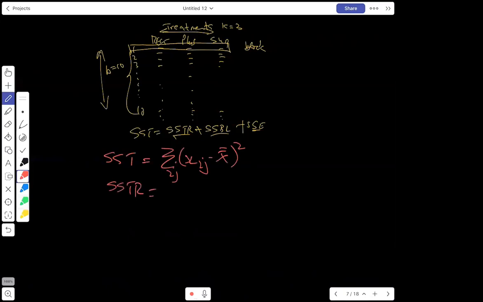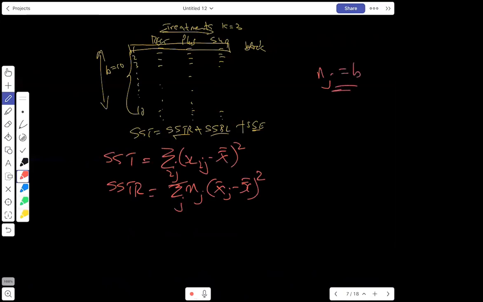SSTR for treatments, you may recall, was the sum of NJ times (X bar J minus X double bar) squared. And we add it all up over J. Now, what is NJ? NJ is the sample size for column J. Column J would be regular, plus or supreme. But notice in this question, because we're using a block design, the same number of cars is being used for each of them. So the sample size is fixed. So NJ is just B, the number of blocks that we have.